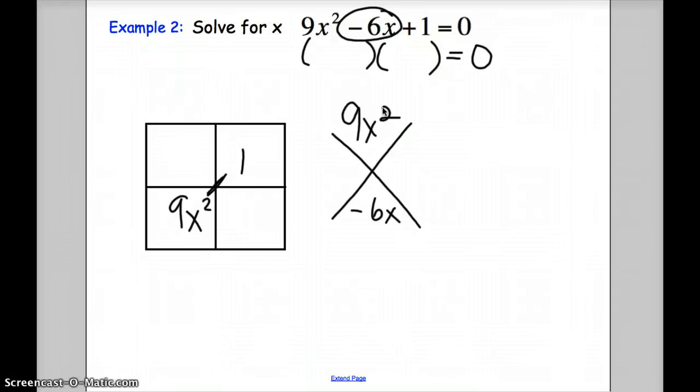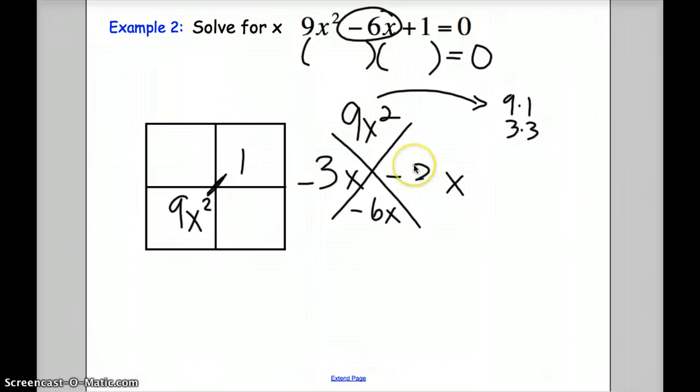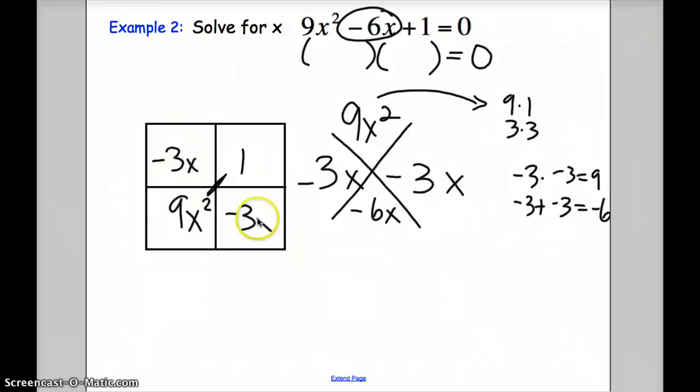1 times 9x squared is 9x squared. So I'm checking in my head. Since the product is positive but the sum is negative, they both have to be negative x's. And the different ways to multiply to 9 are 9 times 1 and 3 times 3. So it looks like negative 3 and negative 3 will work, because negative 3 times negative 3 is 9, and of course negative 3 plus negative 3 is negative 6. So that helps me fill in my two missing corners, negative 3x, negative 3x.